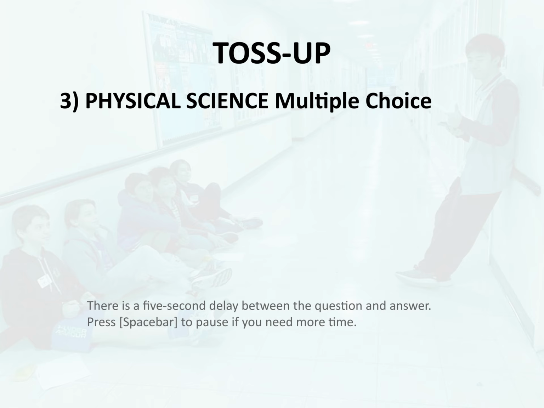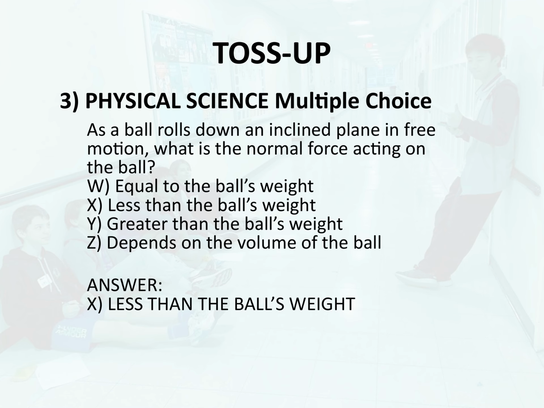Toss-up 3. Physical science. Multiple choice. As a ball rolls down an inclined plane in free motion, what is the normal force acting on the ball? W. Equal to the ball's weight. X. Less than the ball's weight. Y. Greater than the ball's weight. Z. Depends on the volume of the ball. Answer. X. Less than the ball's weight.